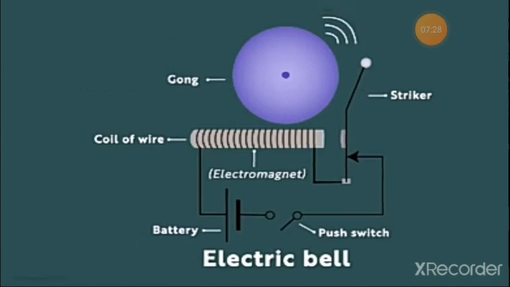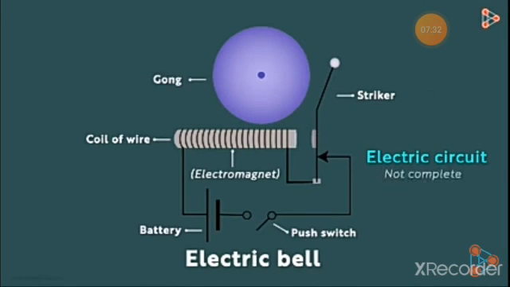So we can see that this is a circuit. Is it complete? Why is it not complete? Well, we haven't pressed the switch yet. When we push the button, the circuit gets completed and the current flows from the positive to the negative terminal. You can see in red color that the current flows from the positive terminal to the negative terminal. But when the current flows through the coil, it becomes an electromagnet.